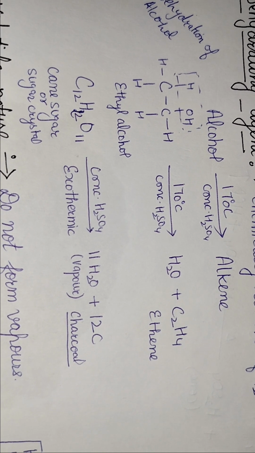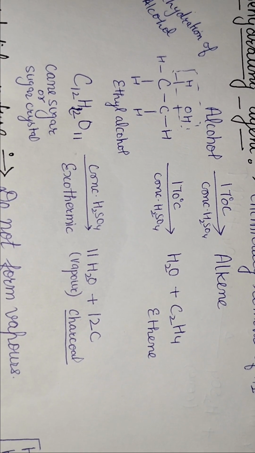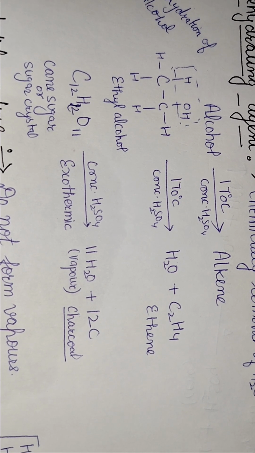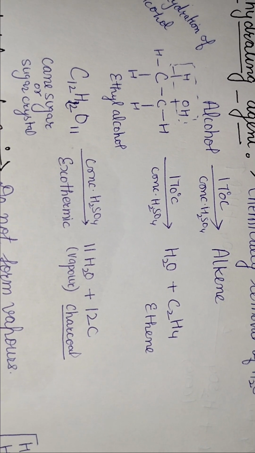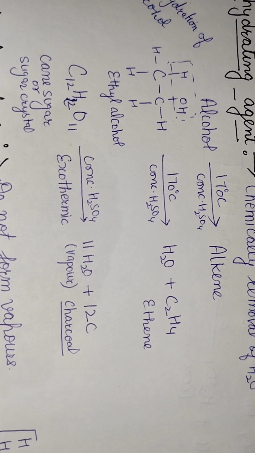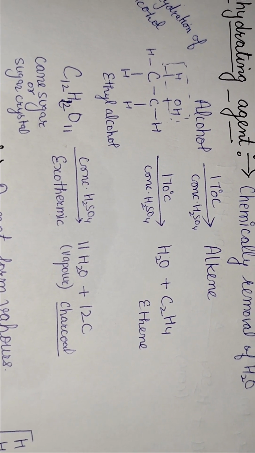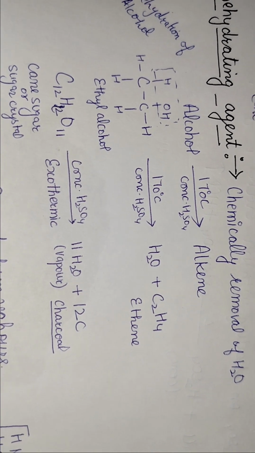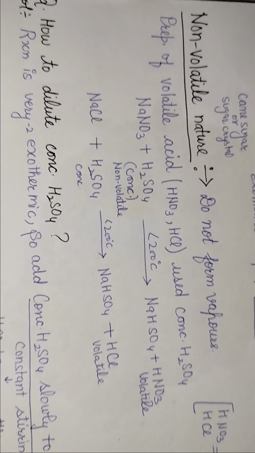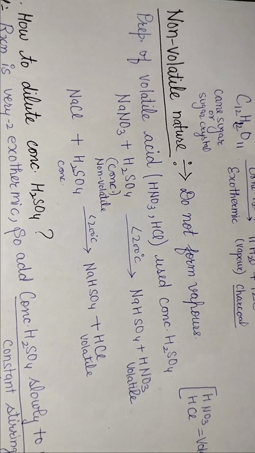There is one more important reaction, that is cane sugar or sugar crystal, which is a very exothermic reaction, and it also occurs in the presence of concentrated H2SO4. It will give H2O in the form of vapor, and it will give us 12 carbon, which is known as sugar charcoal. Alright, then come to this non-volatile nature, and do not form vapors.